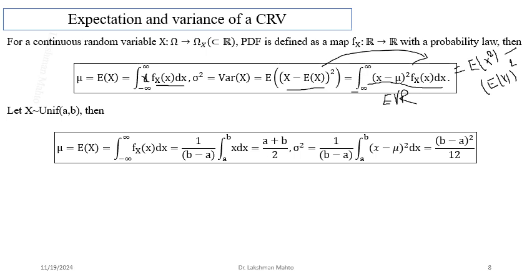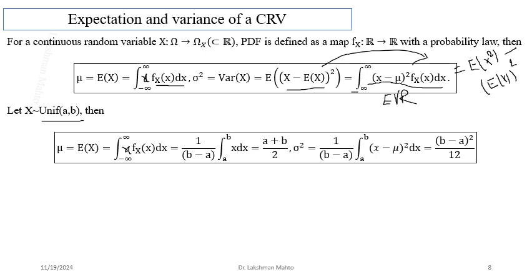Now, we will individually compute the expectation and variance of various continuous random variables. Suppose you take a random variable x which is uniformly distributed between the interval a and b. This is the first terminal point, this is the last terminal point. So what is the expectation of this uniformly distributed random variable? You have to integrate x times the density from minus infinity to infinity, but we know that f of x takes a non-zero value between a and b. Outside a to b it is zero.